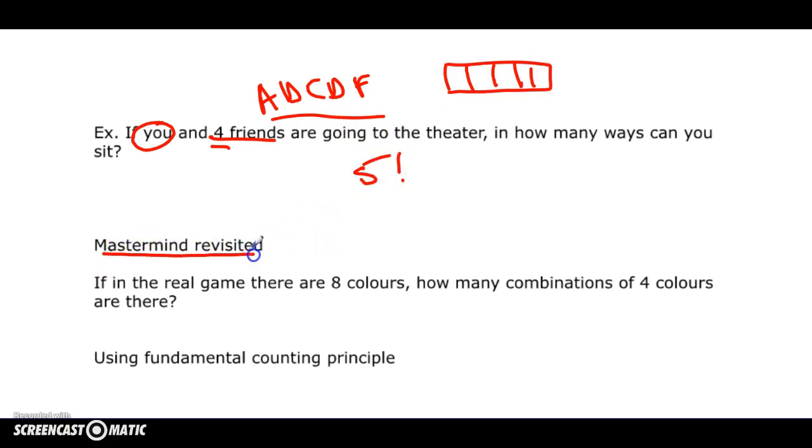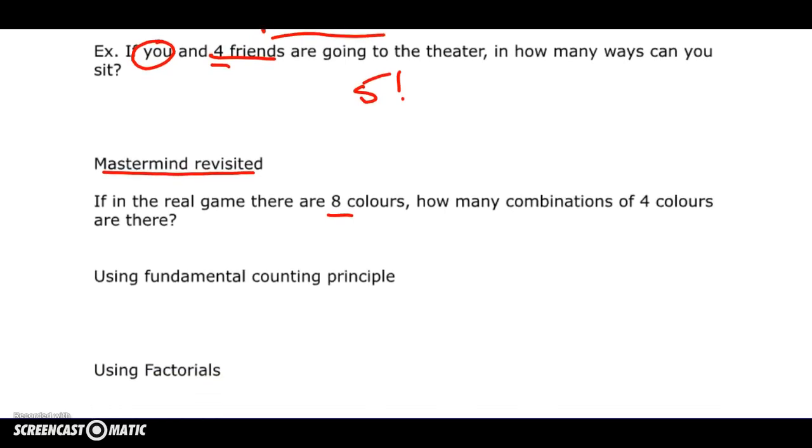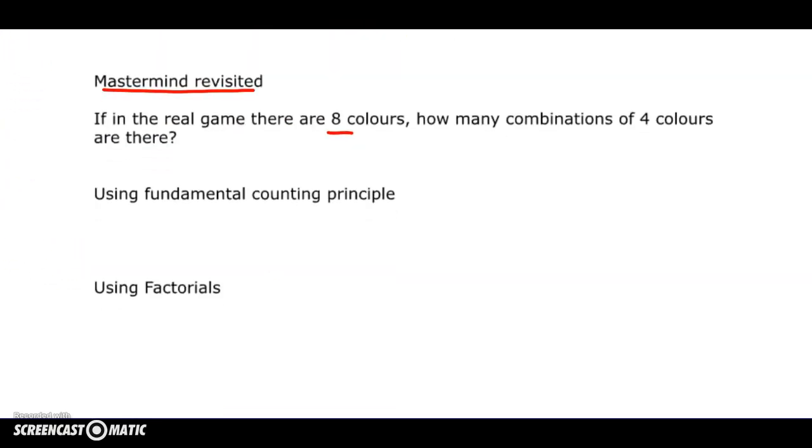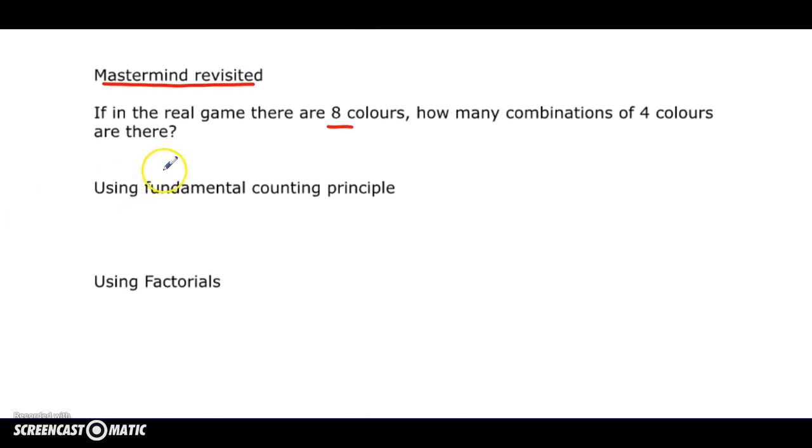Let's go back and look at Mastermind. If in the real game there are 8 colors, how many combinations of 4 are available? Okay, so we can answer this question 2 different ways. One is using the fundamental counting principle from yesterday, and the other is using factorials. So the fundamental counting principle is basically working on a tree.